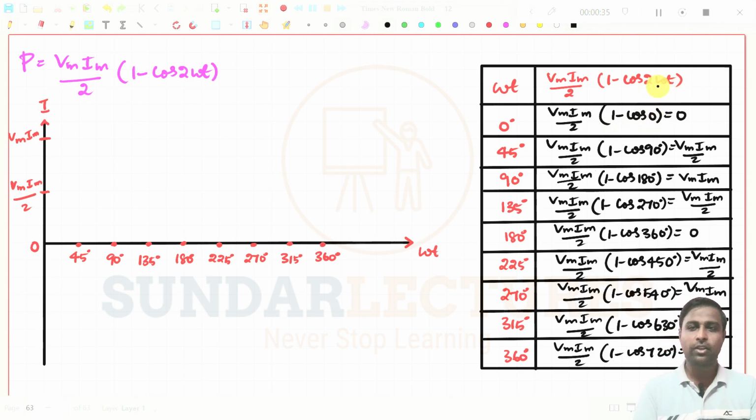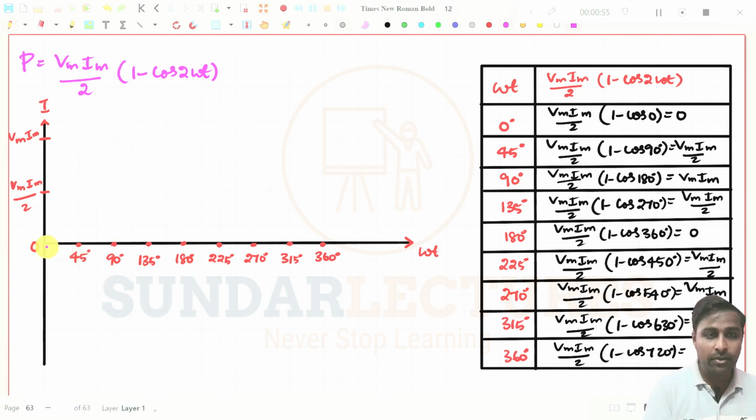So 0 into 2 will give you 0. So cos 0, what is the value of cos 0? Cos 0 is 1. So 1 minus 1 will give you 0. So 0 into anything will give you 0. So at omega t is equal to 0 degree, the value will be 0, right? So I just mark it down here.